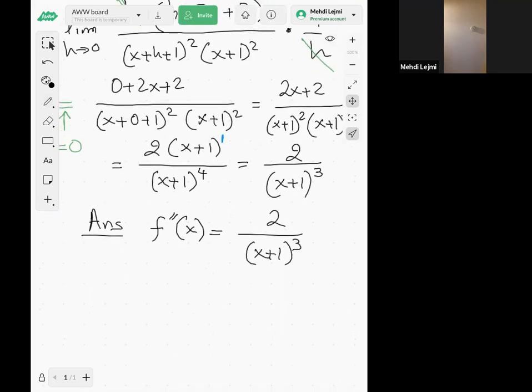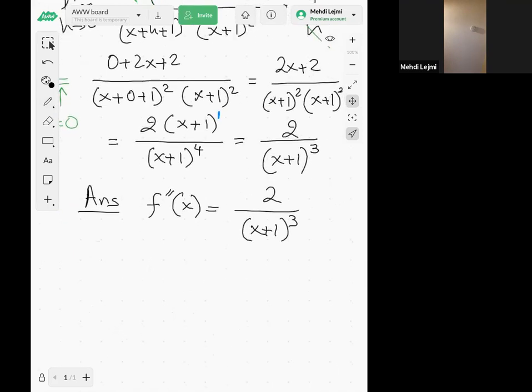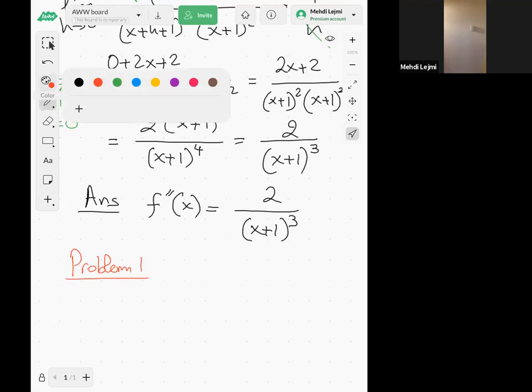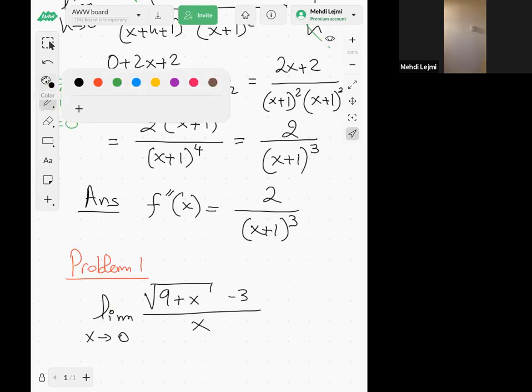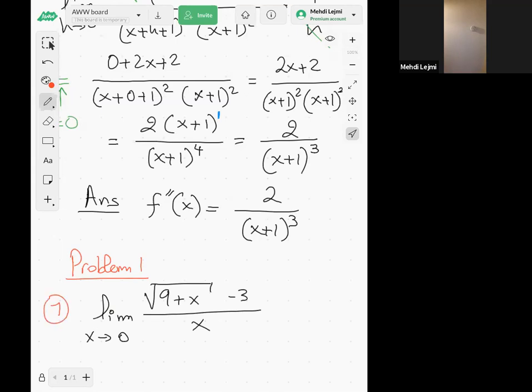I'm going to come back to problem number 1, to the limits. So with the square root, just to remind you how to do this. You have this limit, x going to 0, of the square root of 9 plus x, minus 3, the whole thing over x, right? So this is problem 7, I think, the limit number 7, on the second page.